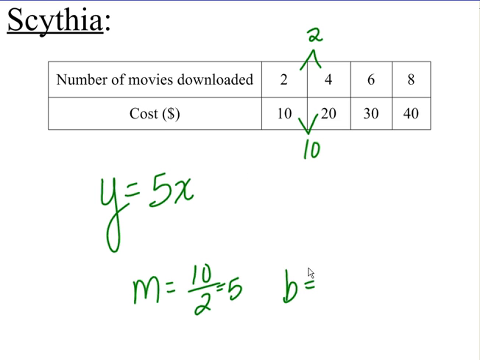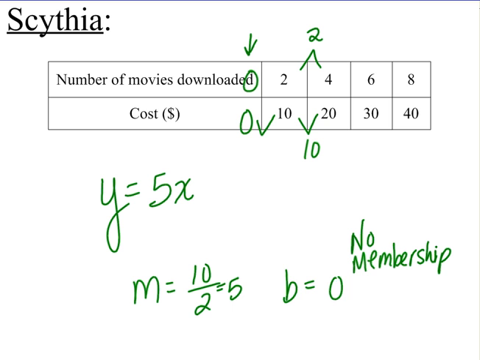Now we need to know if there's going to be a membership fee that's going to be up front. So we need to work the table back down to 0 to find where the y-intercept would be. And if we see it's dropping by 10, that would be 0 as well. So there's no membership fee with Skithia. They're just charging $5 a movie every time that you download.